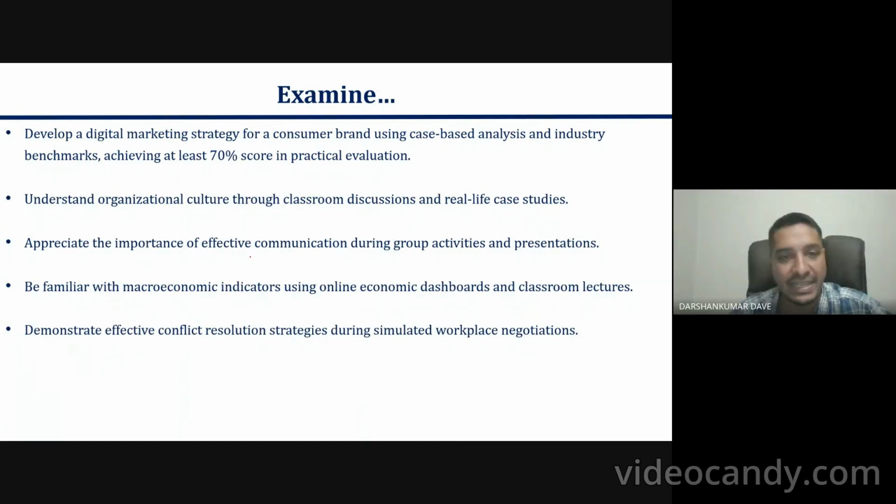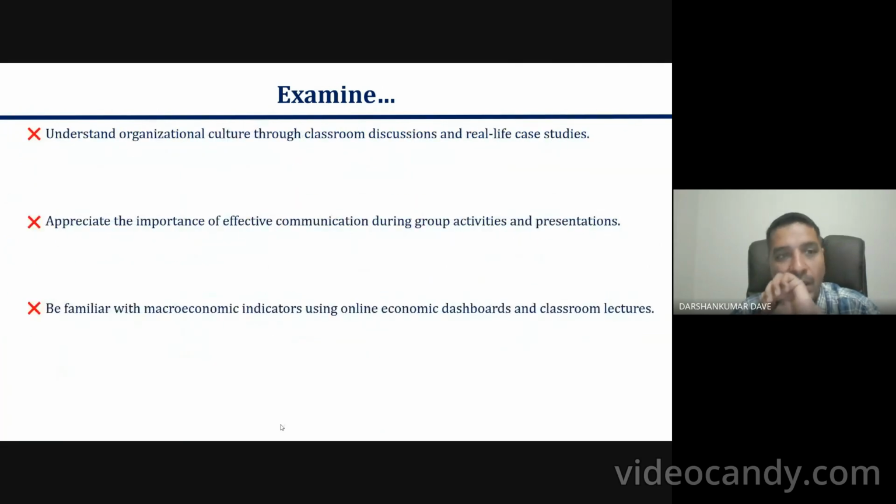So exactly, the madam who gave the answer was correct. These 3 are not smart because they are not measurable. You cannot measure understanding, you cannot measure appreciation, and you cannot measure how familiar he or she is. Right? Major issue is being measurable. But are they having other aspects? They are time bound, obviously. But what about them being realistic?